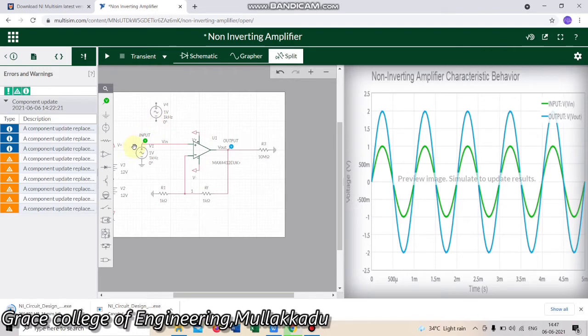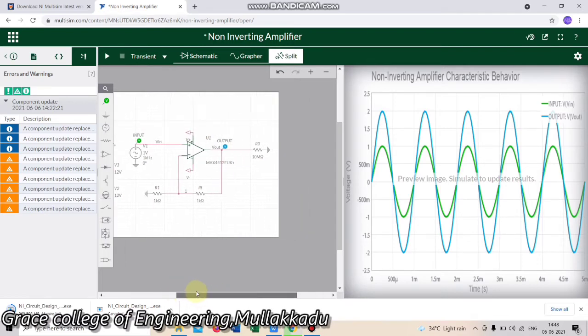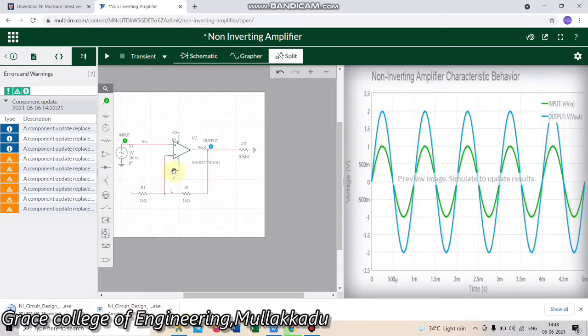Similarly, I have already drawn the diagram for the non-inverting amplifier.